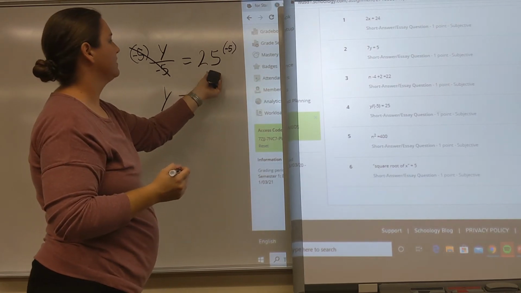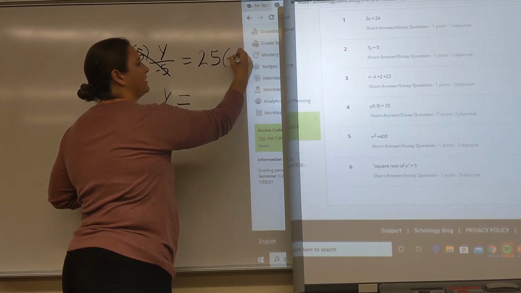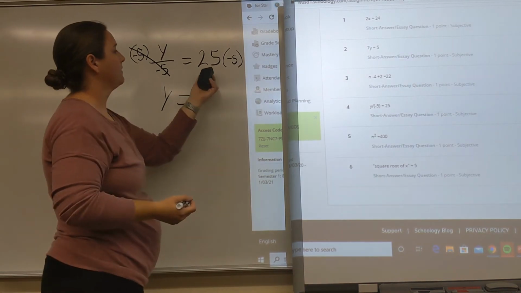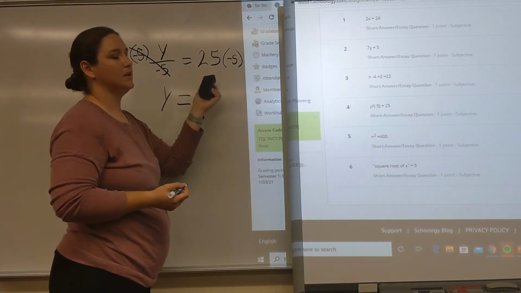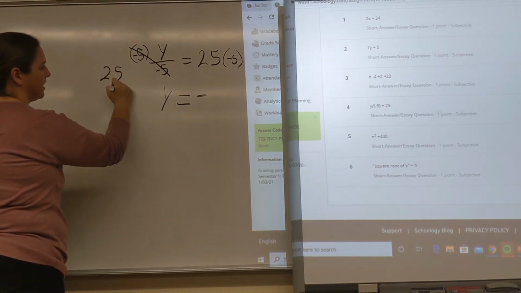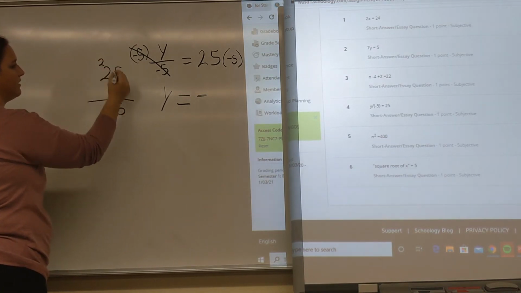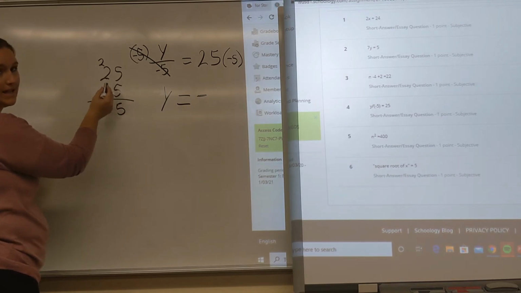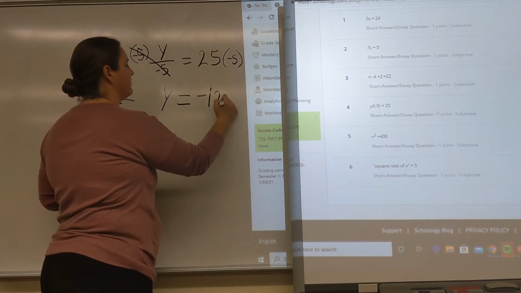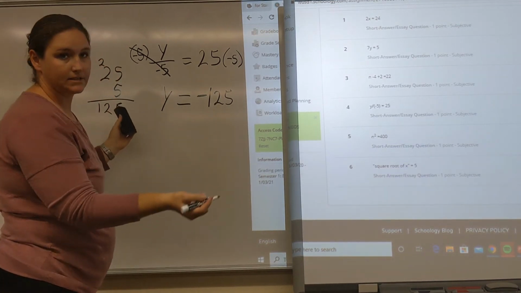So then what is, this is not to the 5th power, this is just timesing it here by a negative 5. 25 times a negative 5, well, positive times a negative equals a negative. So we know that much. Let's try 25 times 5. 5 times 5, 25, carry our 2, 5 times 2 is 10, plus 2 is 12. So we have a negative 125.